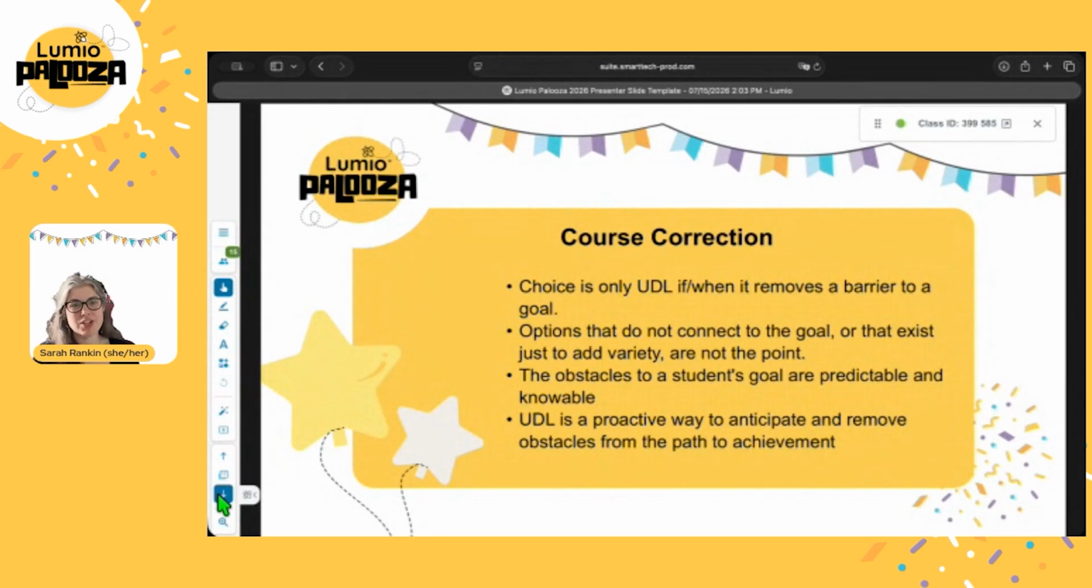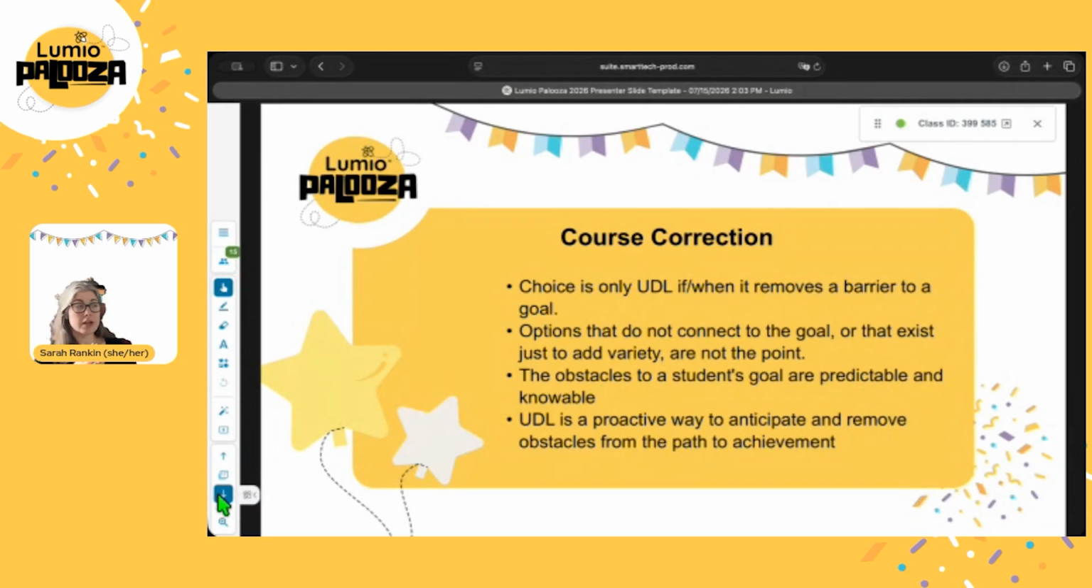So again, course correction. So keep in mind, when it comes to UDL, a lot of people will say, well, UDL is about offering students choice. And that's only kind of partially correct. Choice is only UDL if it helps to remove that barrier to learning. If those choices don't actually link up with what the child needs to be learning, then it's not UDL.